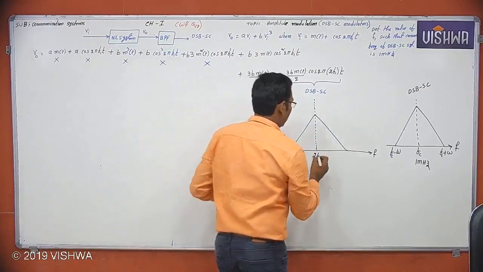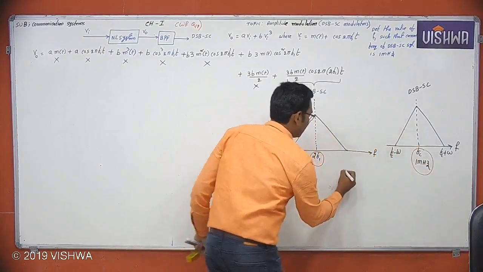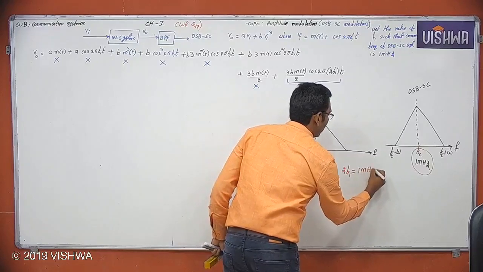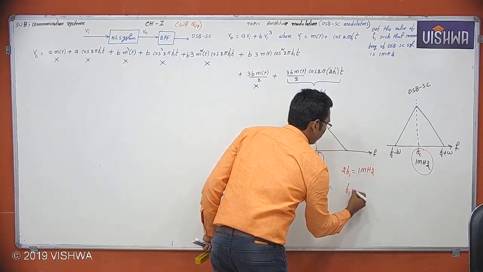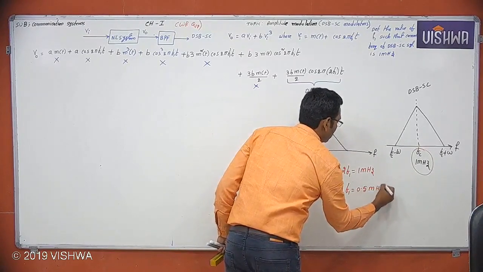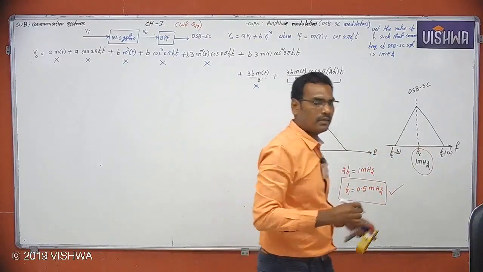So can I equate these two carrier frequencies? This is the carrier frequency, this is the carrier frequency. Therefore 2f1 is equal to 1 MHz, therefore f1 is equal to 0.5 MHz. This is the answer. Determine the value of f1. This is f1. Okay, note down.